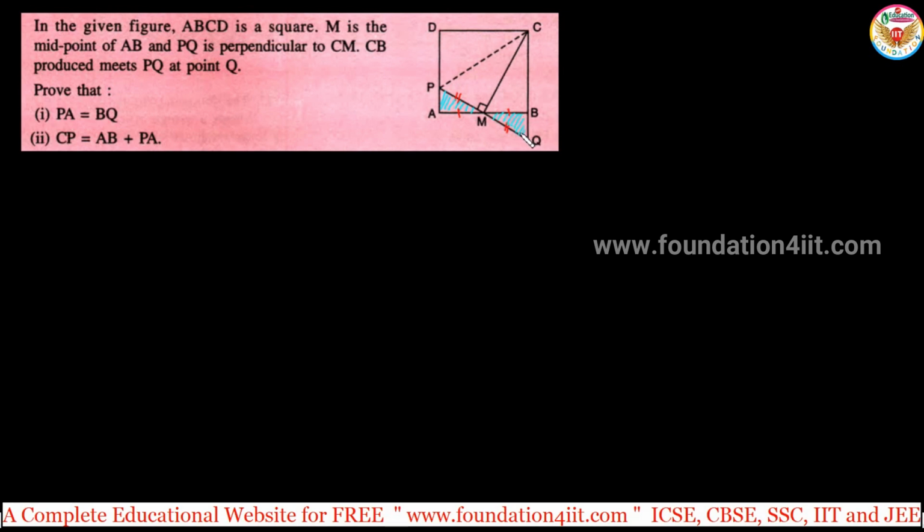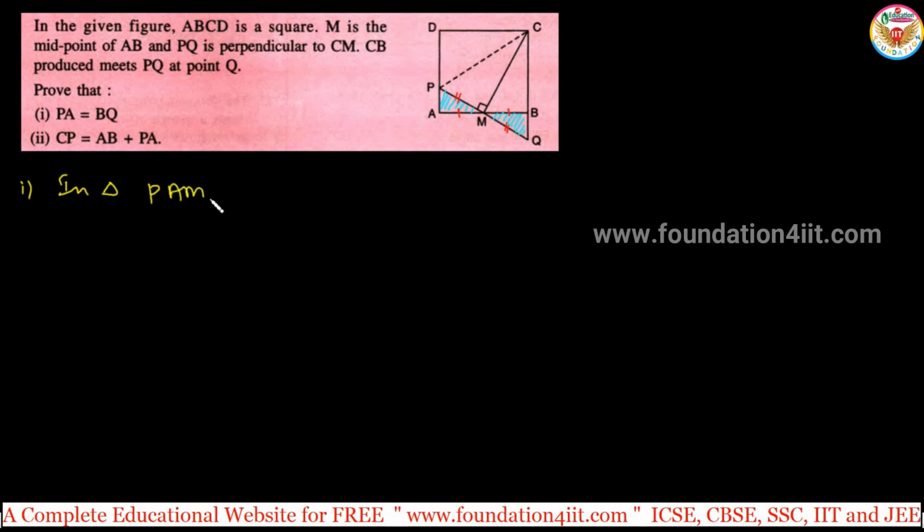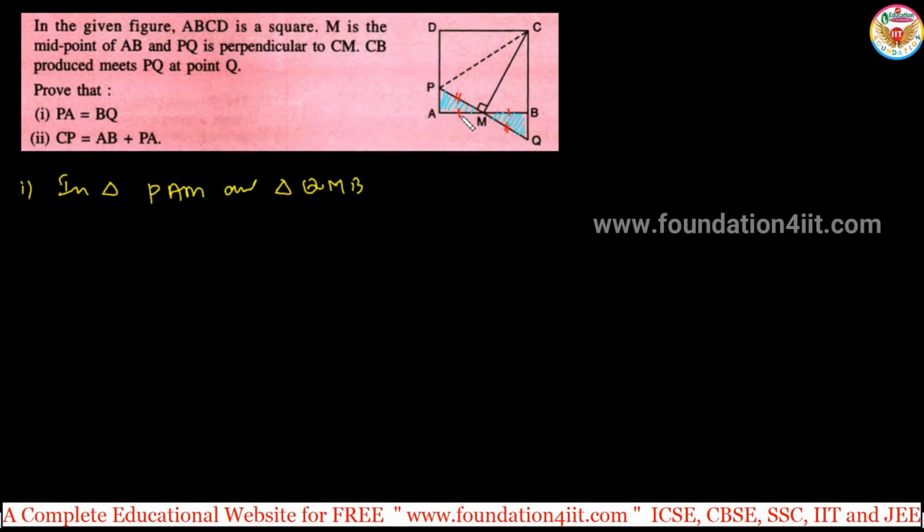Which two sides you have to prove equal? Those two sides, the combination triangle you observe. To prove PA is equal to BQ, first you prove these two triangles congruent. So in triangle PAM and triangle QMB. Okay. So in these two triangles, M is the midpoint of AB and M is the midpoint of PQ. So all these sides are equal, we're matching.